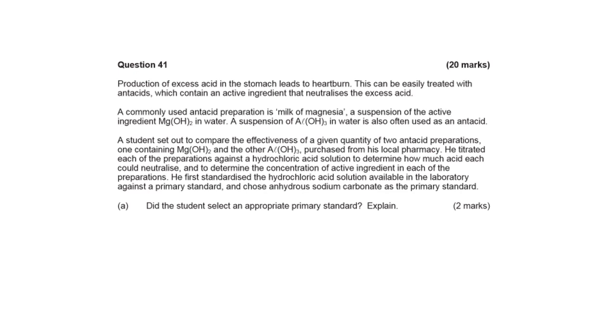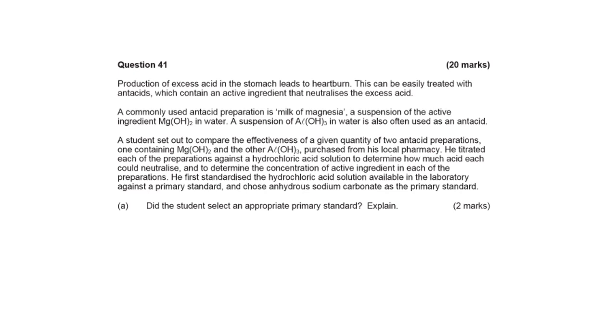So what we've got here is a scenario. Milk of magnesia is where magnesium hydroxide, a solid, is suspended in water. It's not dissolved, it's floating about in the water. An alternative preparation is aluminium hydroxide, that's a different one. If you look at something like Mylanta, which is sold in supermarkets, you might find that it's a mixture of both of those two insoluble bases. A student was going to compare the effectiveness of these two antacid preparations, so bought them from a local pharmacy. He titrated both of them against hydrochloric acid to determine how much acid each could neutralize, and then he looked at the active ingredient of each.